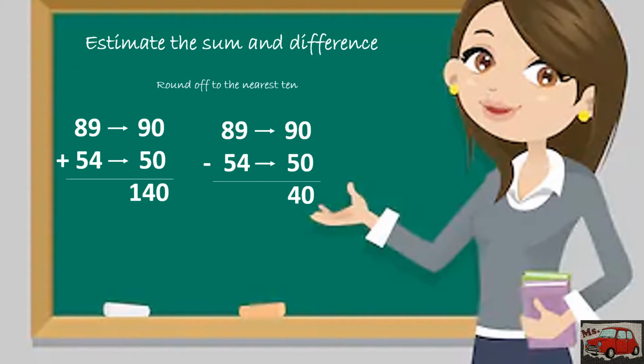So, mas madali na siyang i-add. Kasi, ibababa mo lang yung 0 and then i-add mo lang yung 9 and 5. Right? So, kung i-add mo siya nang hindi siya ni-round off, ang sagot lang dyan is 143.